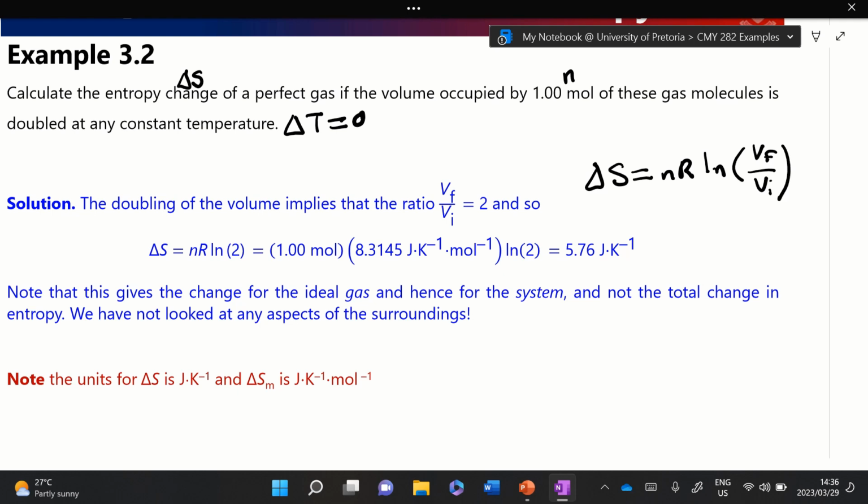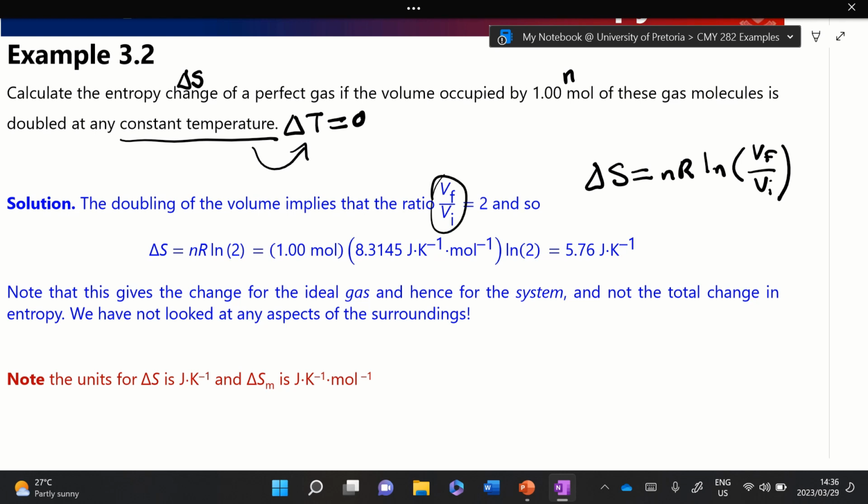So thinking of that equation, because we have a perfect gas which is expanding isothermally, because that is what the constant temperature means. Constant temperature means isothermally, which we discussed. So it's the isothermal expansion of an ideal gas. And basically we're given that the volume occupied by 1 mole of these molecules is doubled. So that gives us this then.